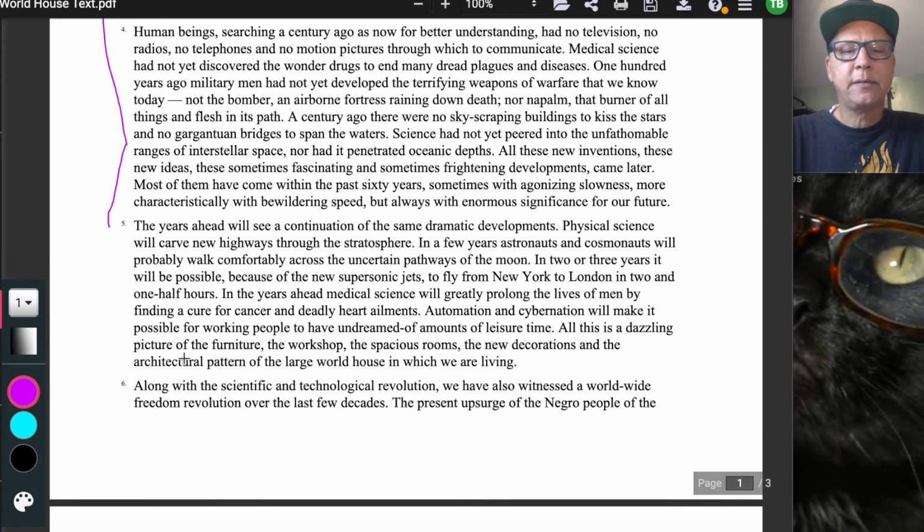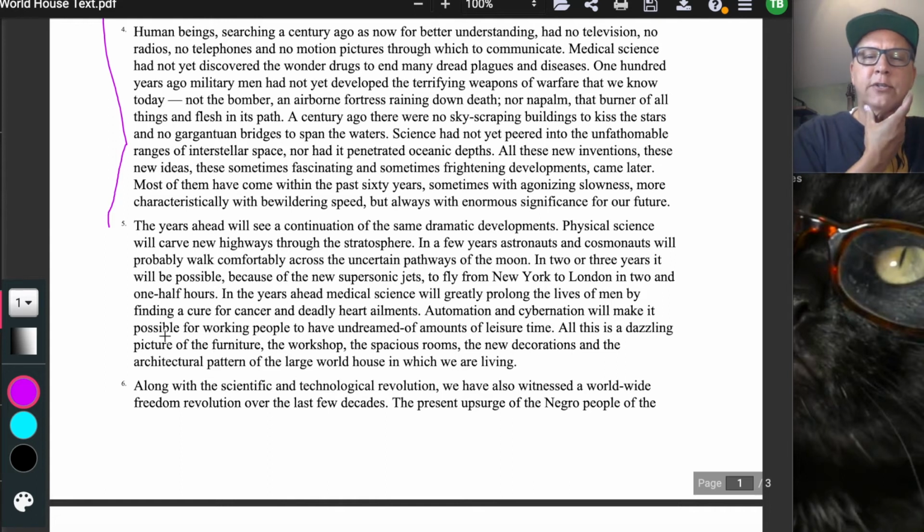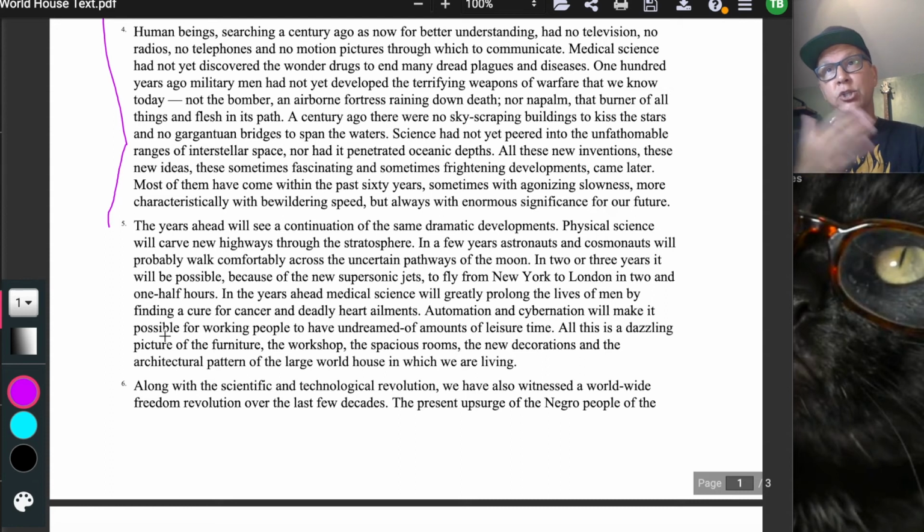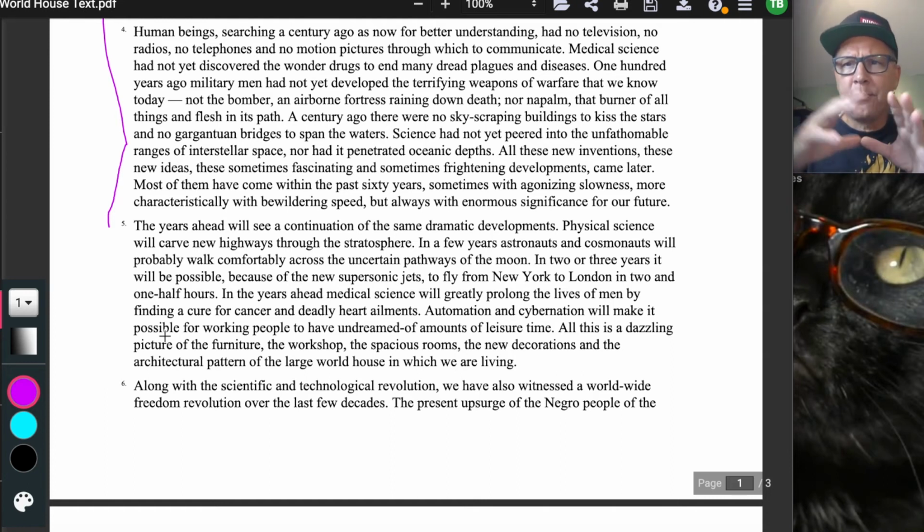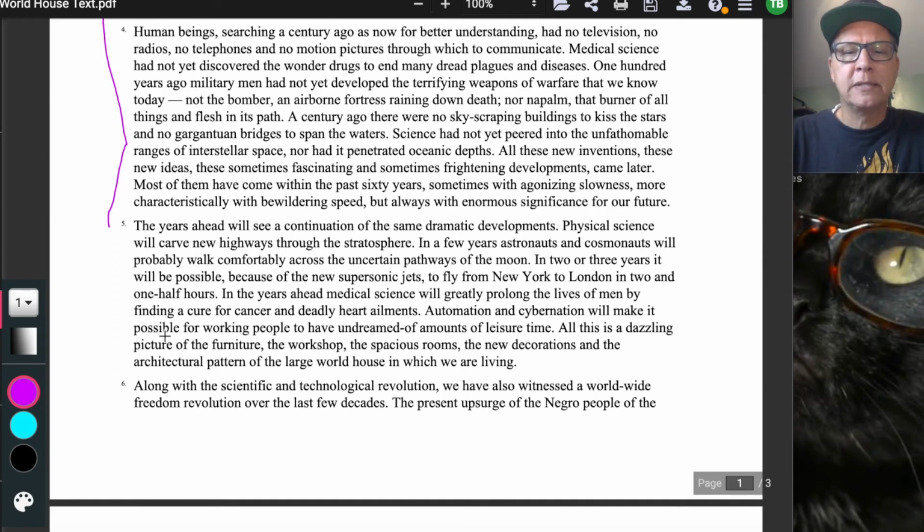All this is a dazzling picture of the furniture, the workshop, the spacious rooms, the new decorations, the architectural pattern of the large world house in which we are living. So paragraph 5 again is still talking about advancement. It's looking to the future, but it's still scientific technological advancement. And then kind of a concluding idea here that all of these advancements are pictures or decorations, furniture, parts of the world house that the whole globe is living in.